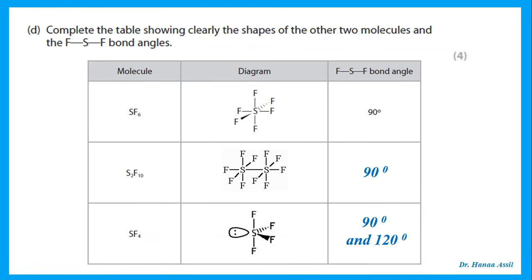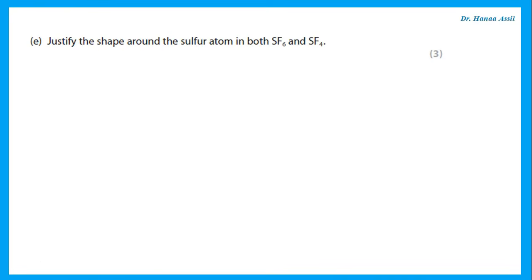Now, what is the bond angle? You should realize that the fluorine on top and below are at 90 degrees to the sulfur, and the fluorines on the plane of the sulfur have 120 degrees because we have a lone pair of electrons that takes space in that structure. Justify the shape around the sulfur atom in both SF6 and SF4.